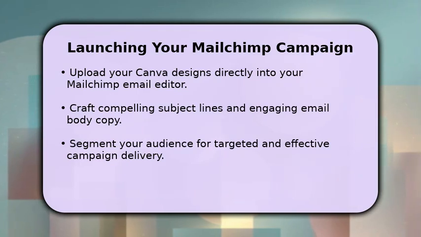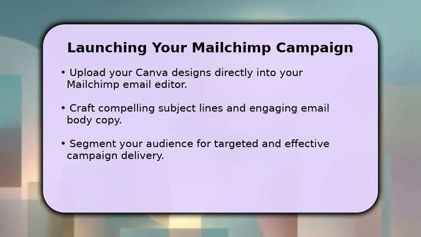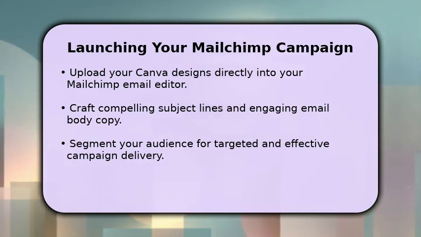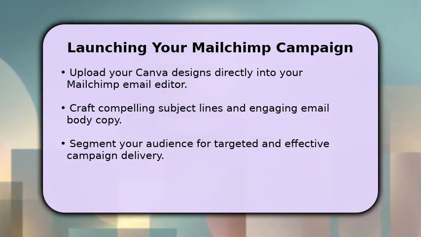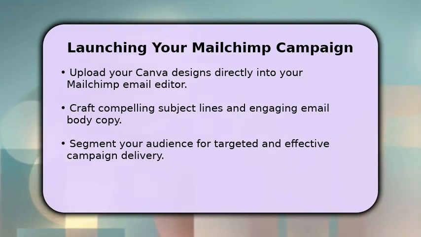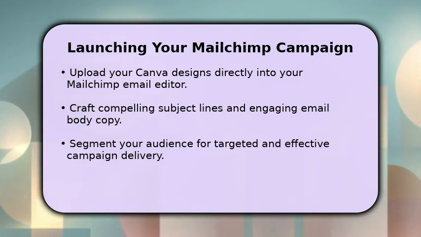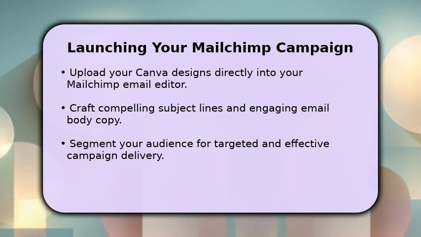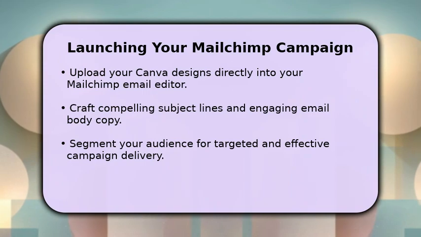With your stunning Canva visuals ready, head over to Mailchimp to build your campaign. Drag and drop your images into your email template, positioning them strategically to enhance your message. Write clear, concise, and engaging copy that complements your visuals. Before sending, always preview your email to ensure it looks great on both desktop and mobile devices. Finally, select your audience, hit send, and watch your beautifully designed and thoughtfully written campaign reach your subscribers effectively.